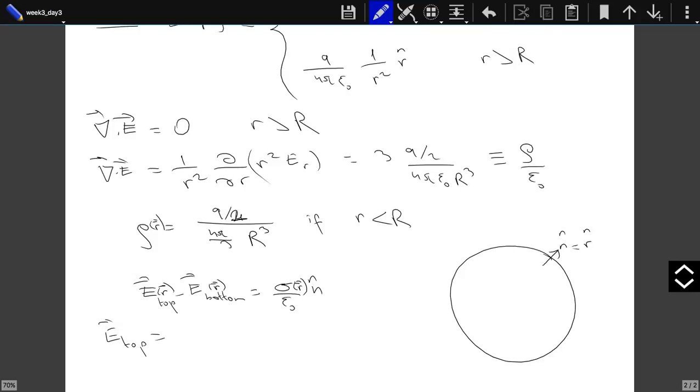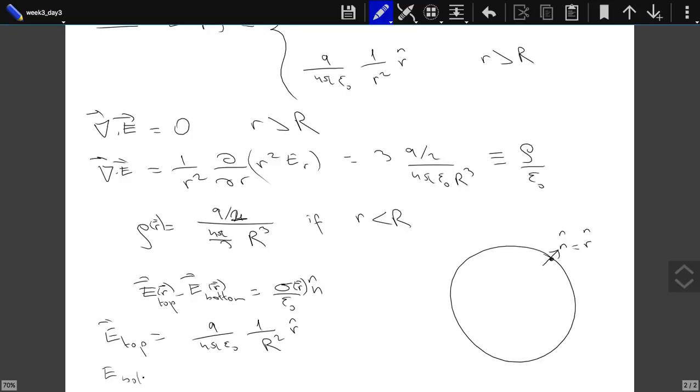would be, well, we will be approaching this point from this region, but when small r is larger than capital R, that is what the electric field is. So in the limit that we reach this point, this will be q over 4 pi epsilon 0, 1 over r squared in the radial direction.